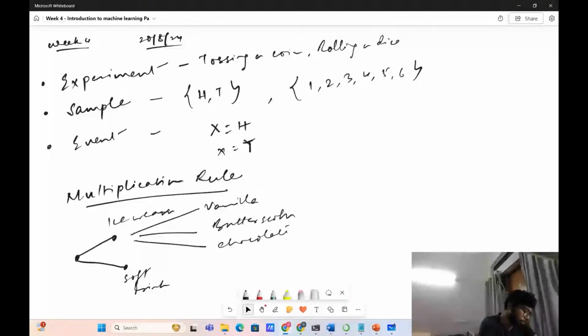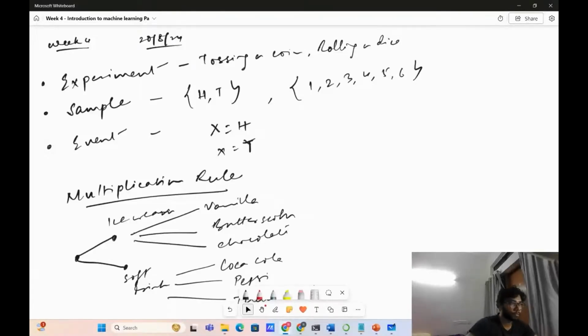For soft drinks, you can choose Coca-Cola, Pepsi, or let's say Thums Up. So this is more like a diagram. What it says is that you go to a shop, and initially you have two choices.